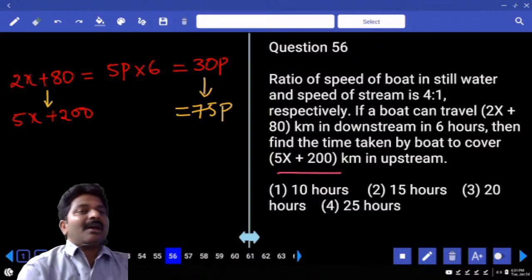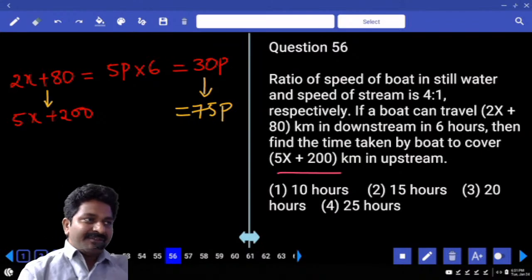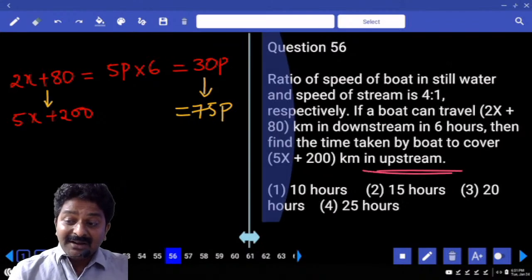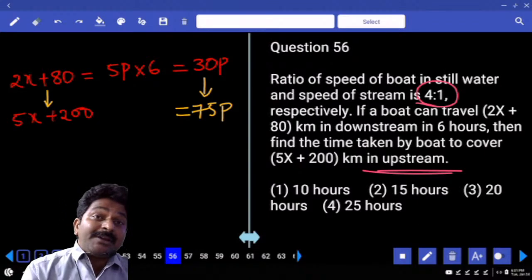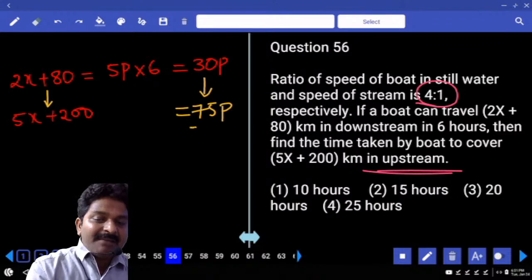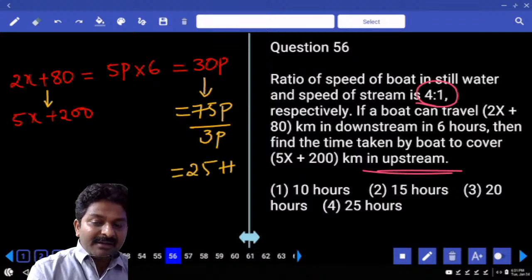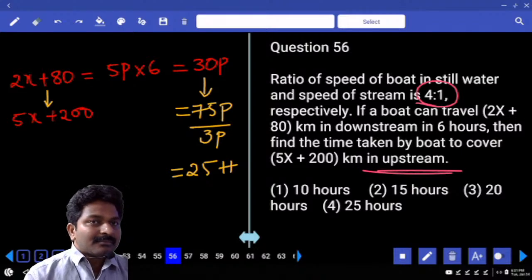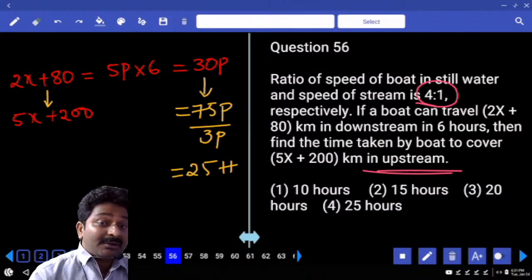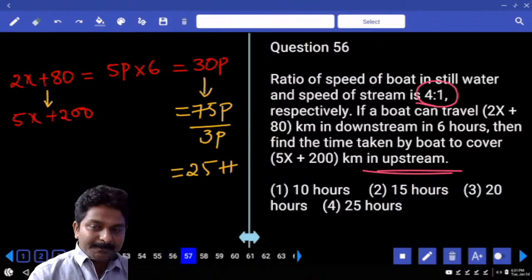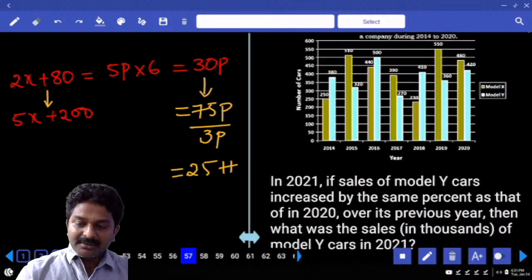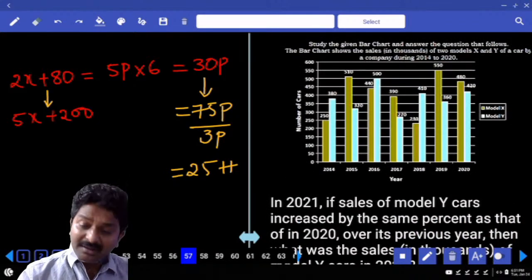Correct? So now I got 5x plus 200 is equal to 75 parts. That distance we should cover upstream. From the ratio, boat speed and stream speed 4:1, what is upstream speed? 3 parts. So the time it takes is 75 divided by 3, answer is equal to 25 hours. So converting 5x plus 200 into 75 parts, you need to know that conversion. If you can do that, it is simple. Should I? Yes or no?